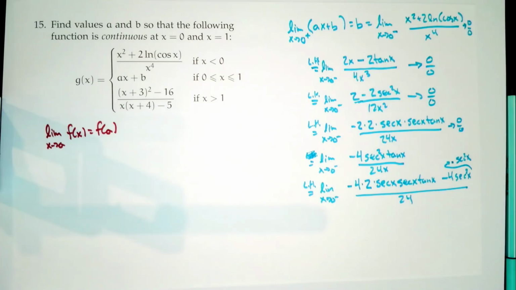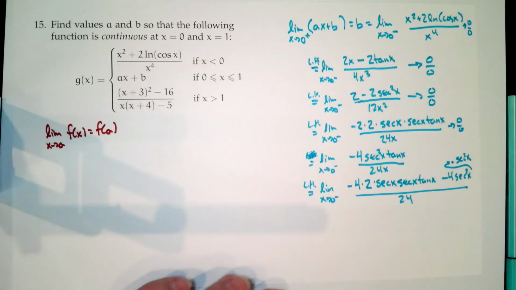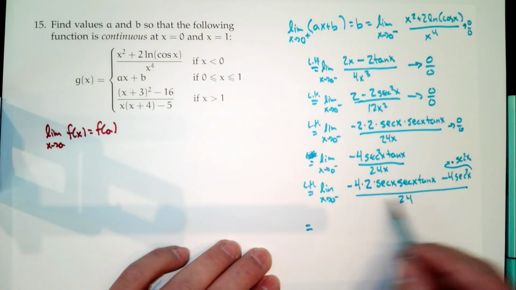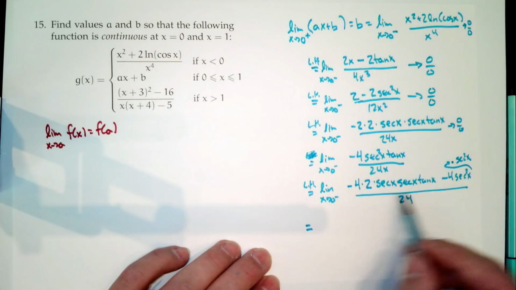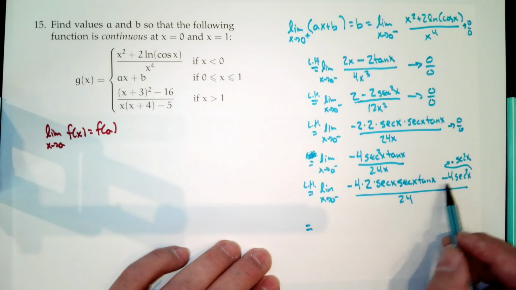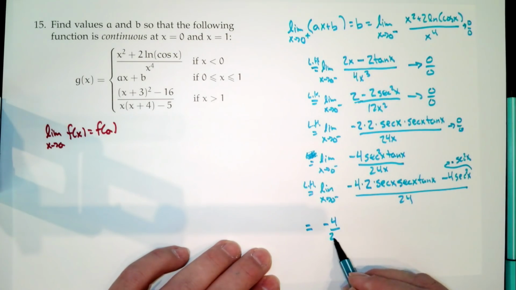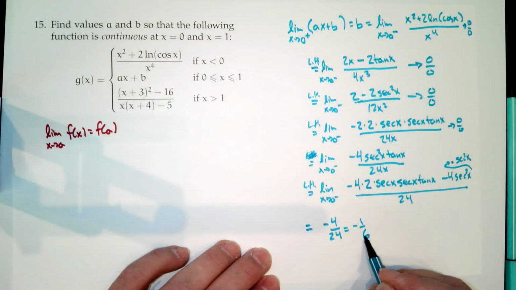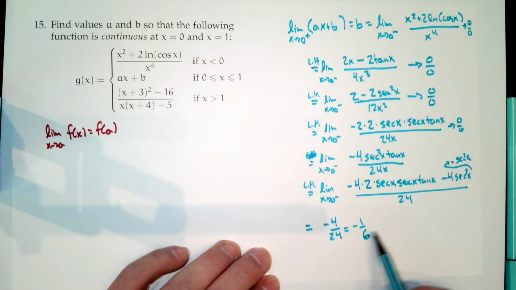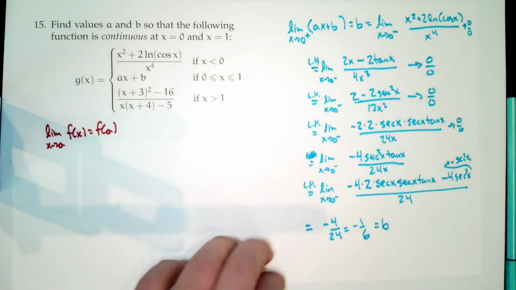Game over. We know we're no longer going to be using L'Hopital. Why not? There's not a 0 downstairs. There's no chance for a 0 downstairs. Whatever happens is what happens. So what happens? Well, the first term has a tangent, which means that's going to go to 0. The second term has a whole bunch of secants times -4. So we get -4 on the top, 24 on the bottom, -1/6. What is this? That's B. We just found B. We're halfway.